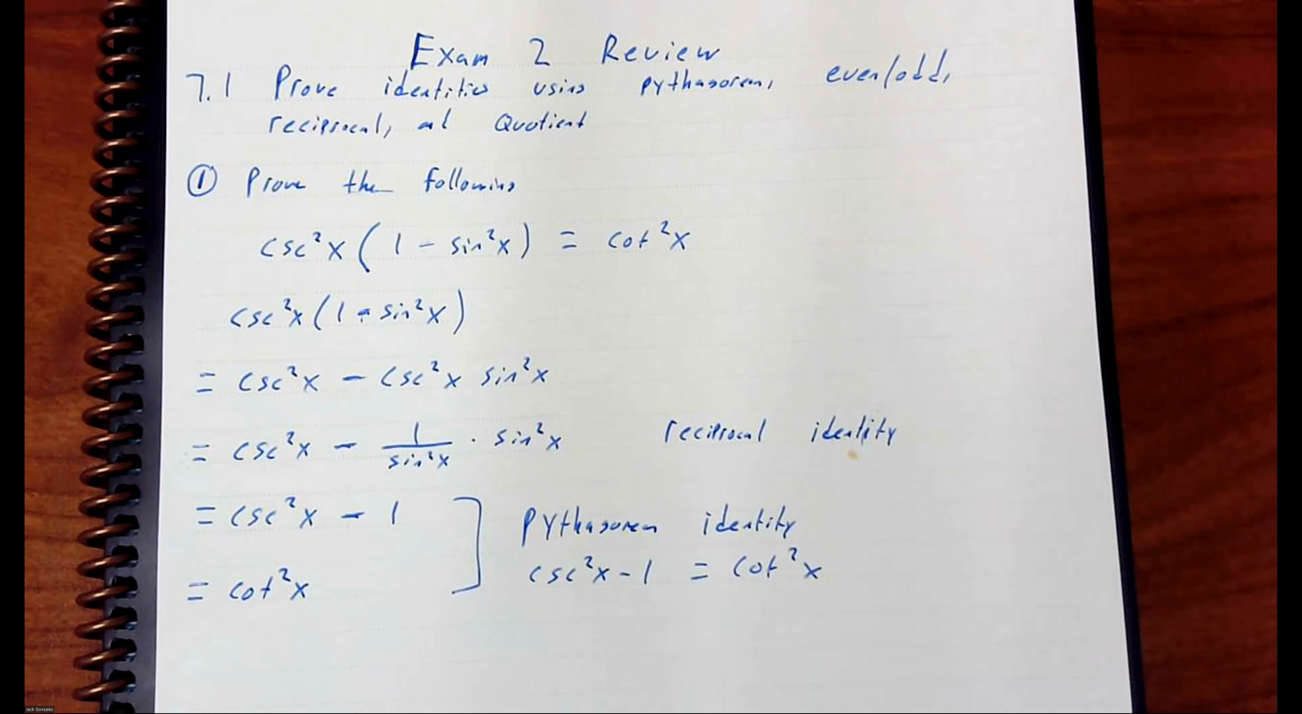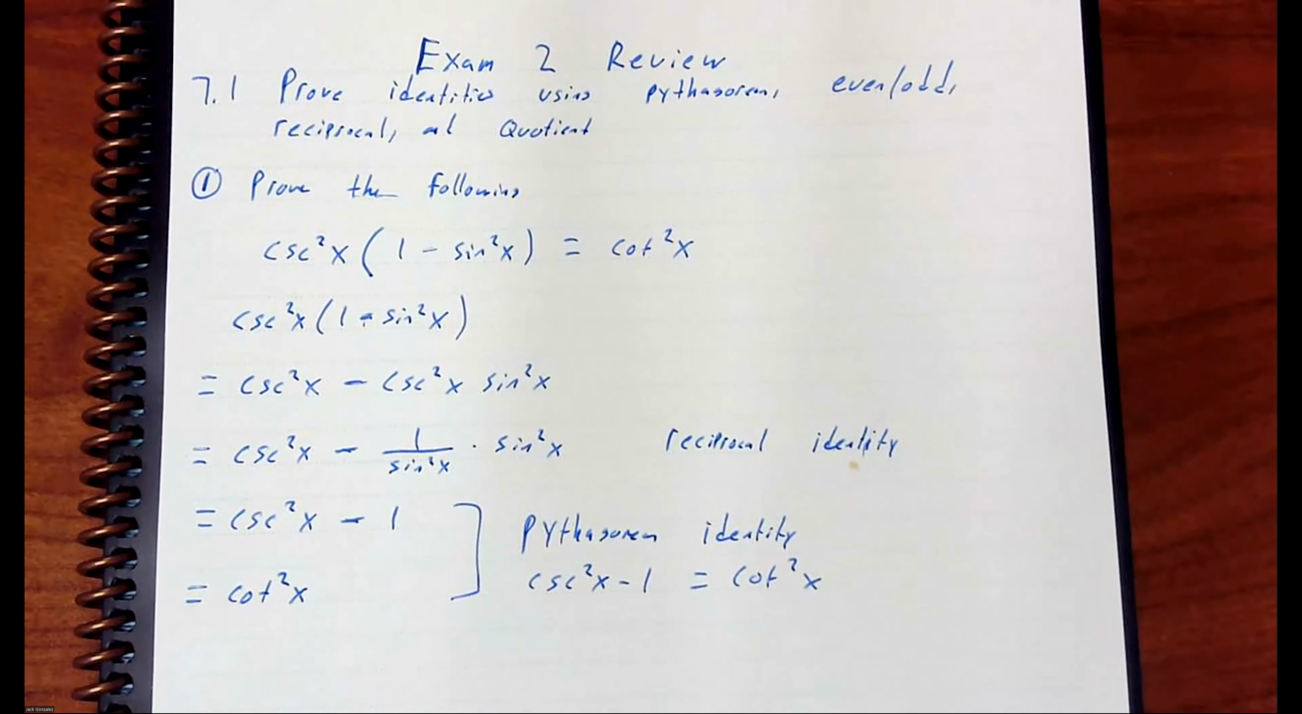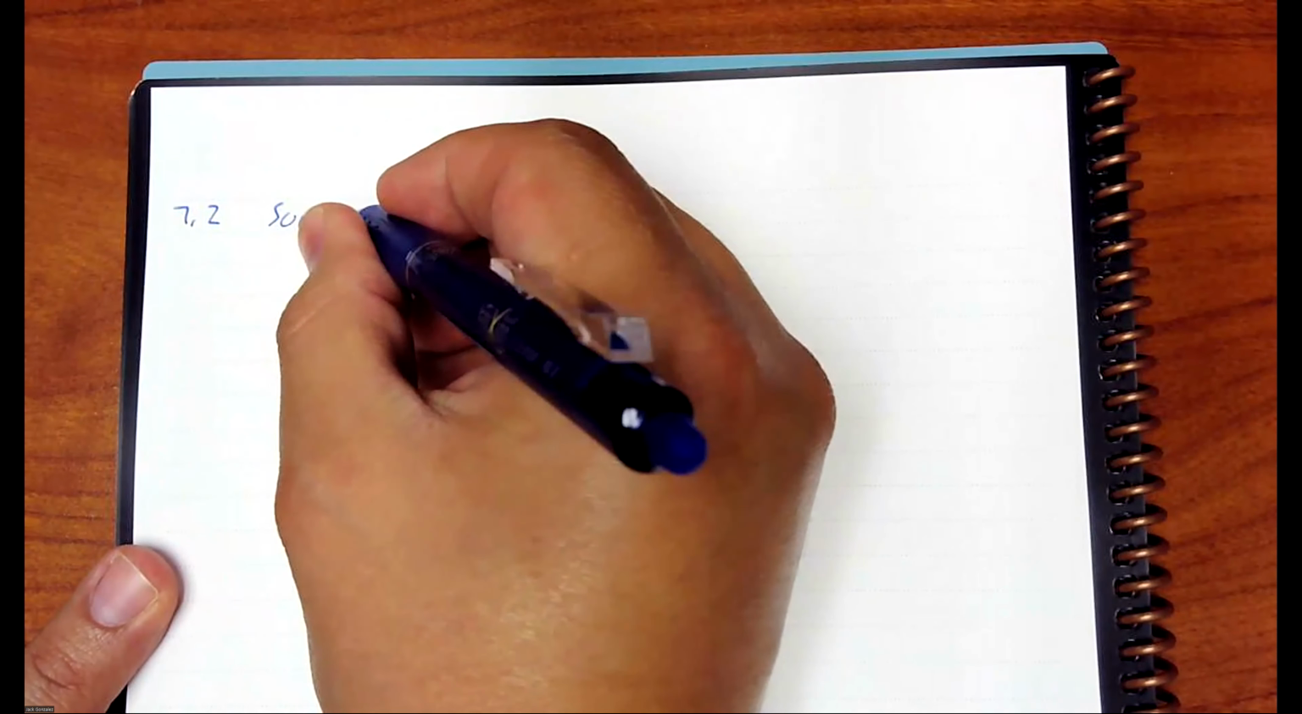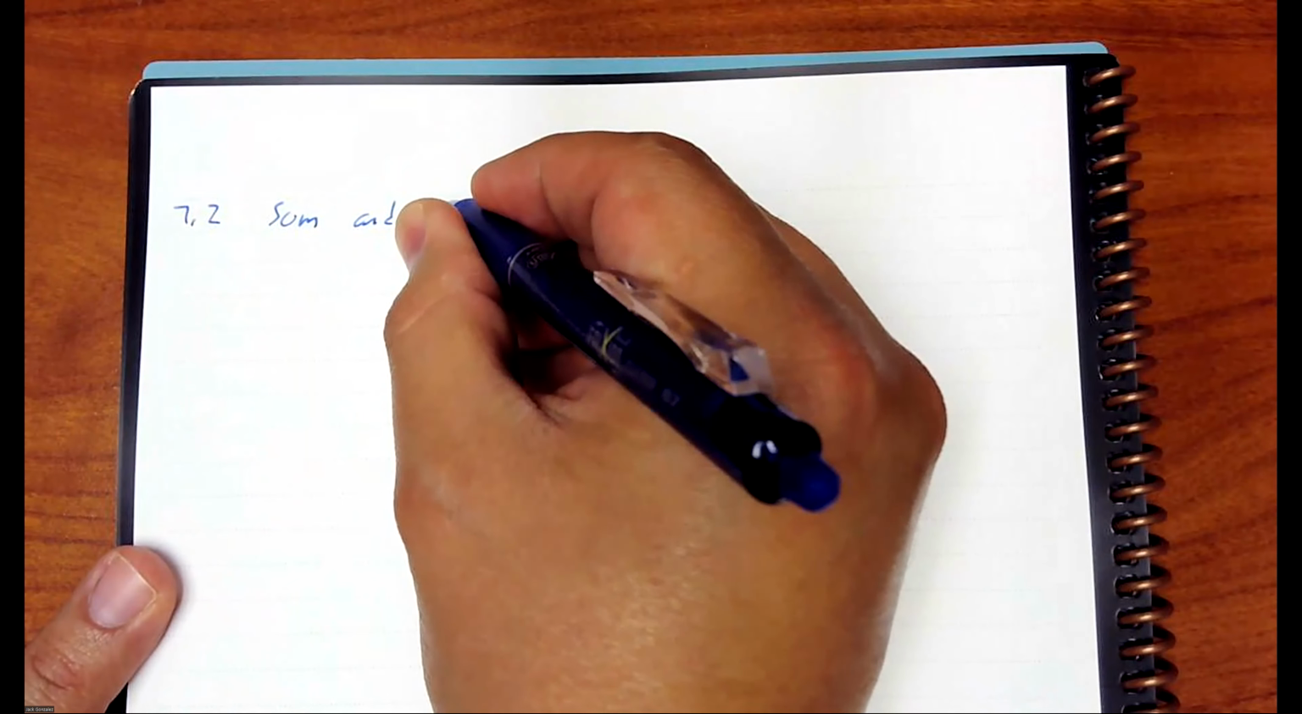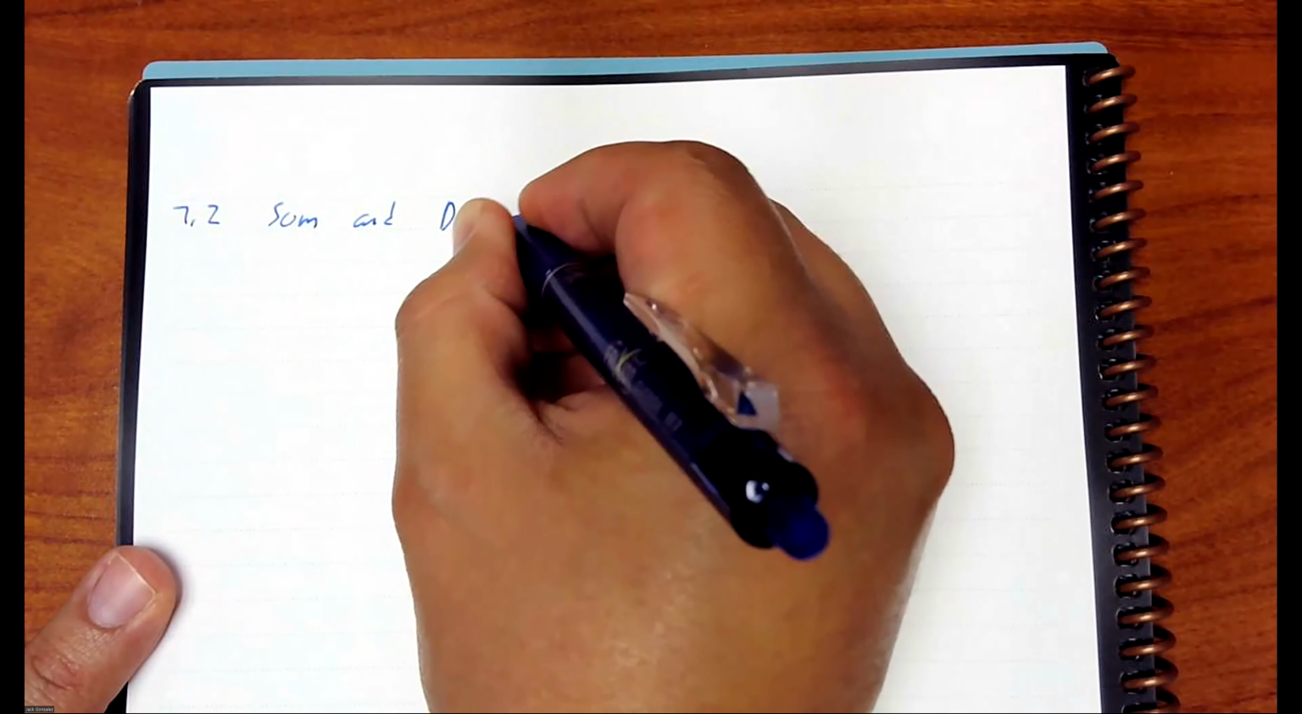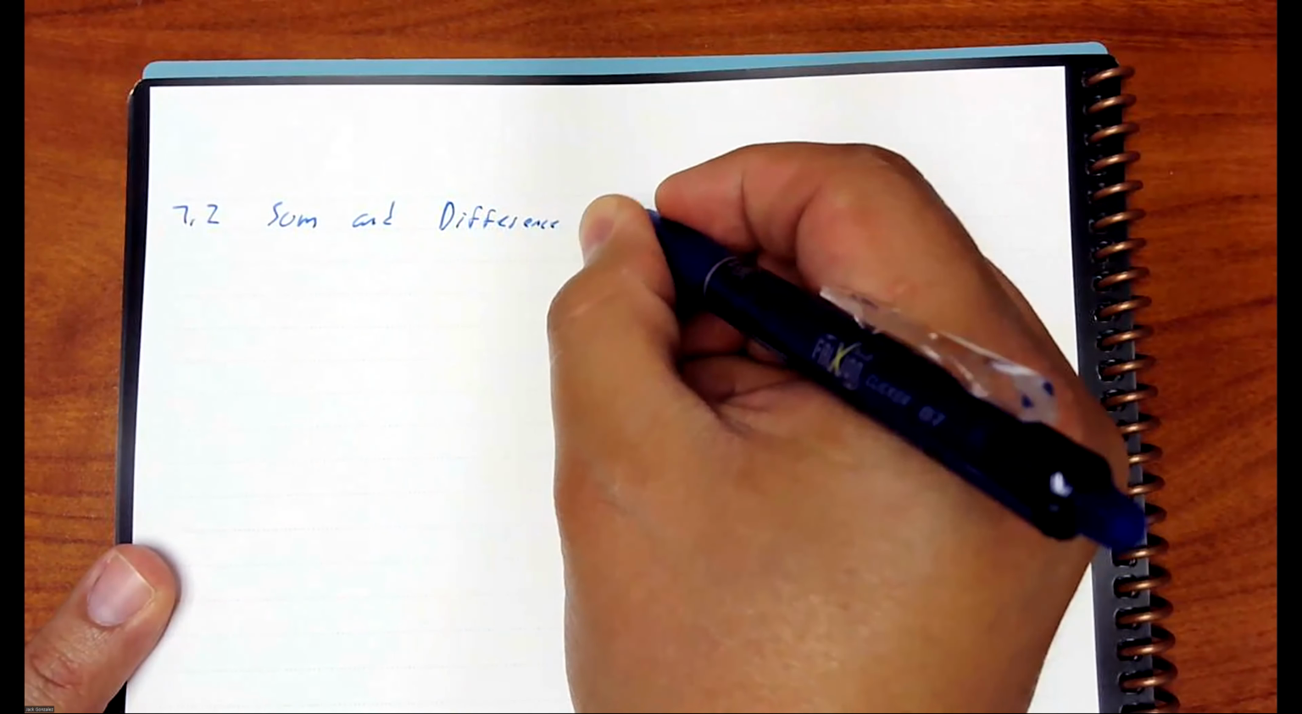So from 7.1, I'll just ask stuff like this. There are many different types of proofs. I'll try to pick something decent, nothing insane. All right, let's move on to 7.2. 7.2 is the sum and difference identities.